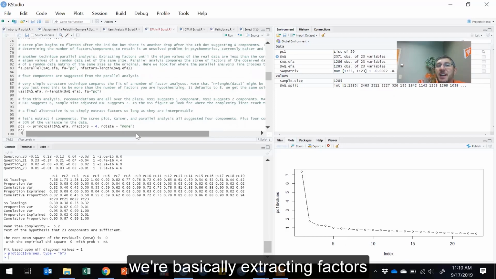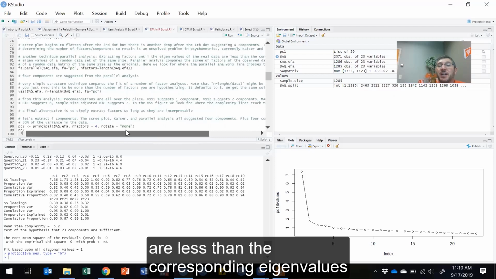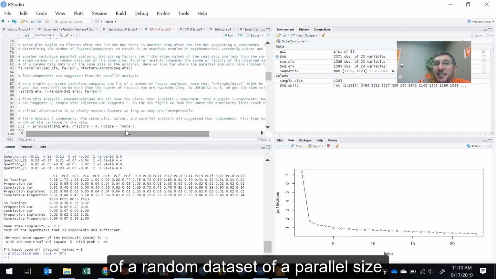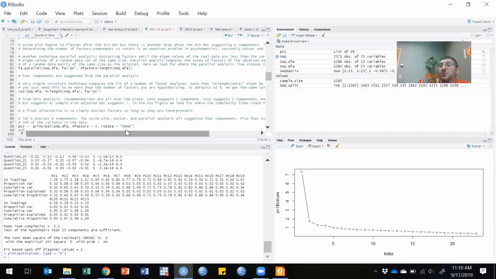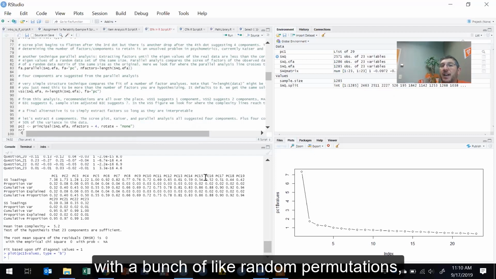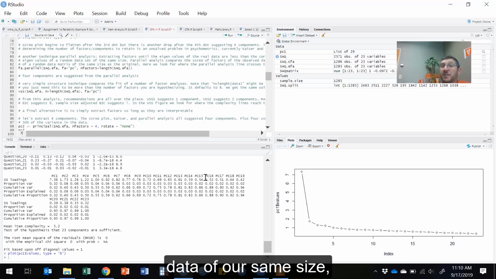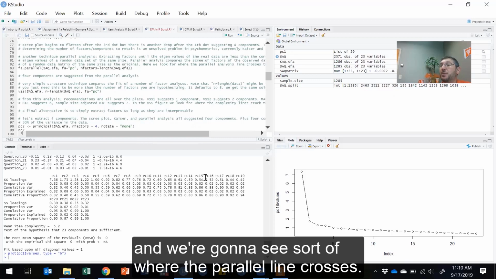We're basically extracting factors until the eigenvalues of the real data set are less than the corresponding eigenvalues of a random data set of a parallel size. So basically, we're going to compare the scree plot of our original data with a bunch of random permutations of data of our same size. It's going to plot these on top of each other, and we're going to see where the parallel line crosses.